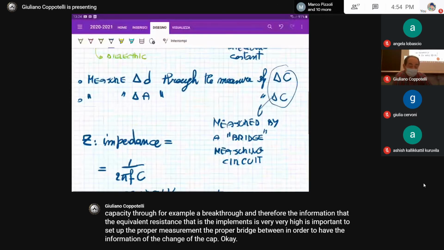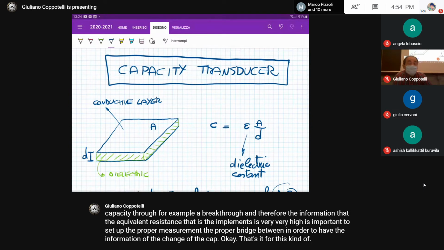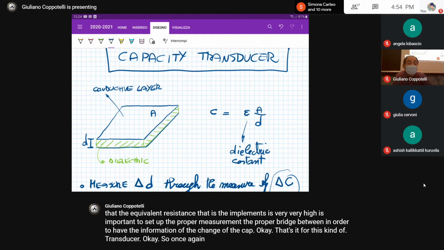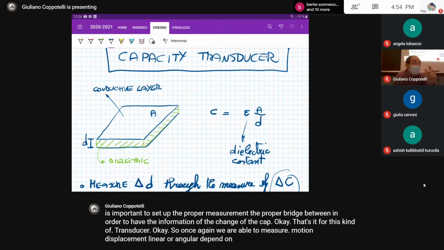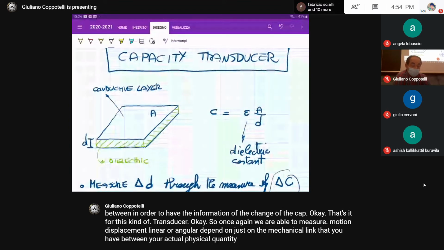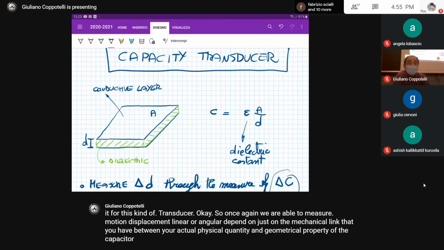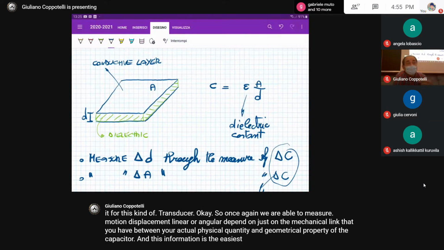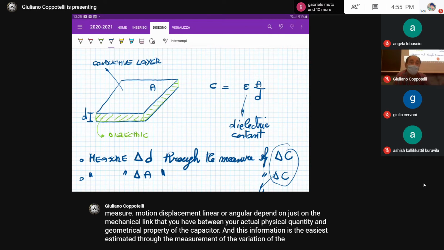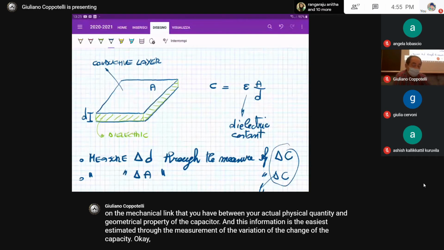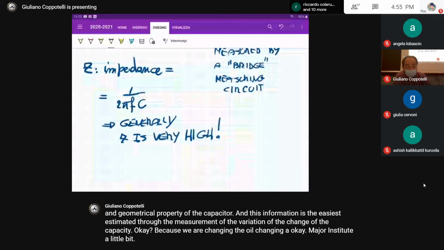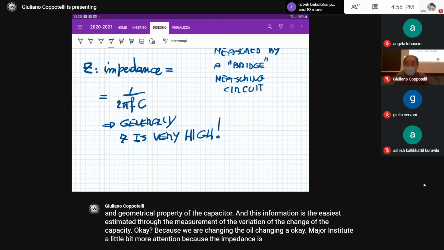That's it for this kind of transducer. Okay, so once again, we are able to measure motion, displacement, linear or angular, depending just on the mechanical link that you have between your actual physical quantity and the geometrical property of the capacitor. And this information is estimated through the measurement of the variation of the capacity, because we are changing D or we are changing A. Measuring circuit, a little bit more attention because the impedance is very, very high, generally speaking.